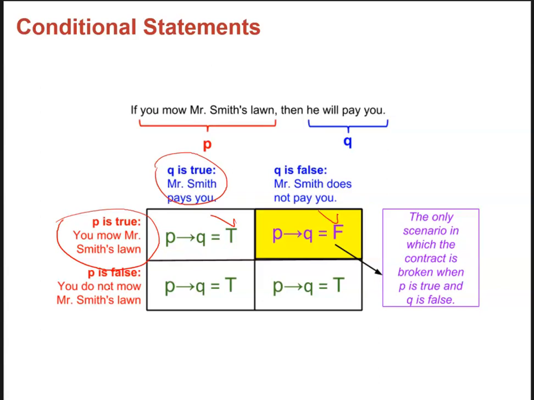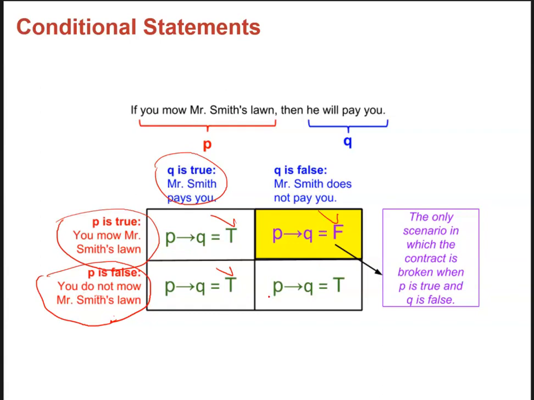Now, if you do not mow Mr. Smith's lawn, Mr. Smith still pays you. This is the part that's a bit non-intuitive. That's why I say that it's a contract that favors the worker. Mr. Smith decides to be generous, and he says, okay, I'm not going to break the contract, even though you did not mow my lawn. So you still get a true. The contract stays intact.